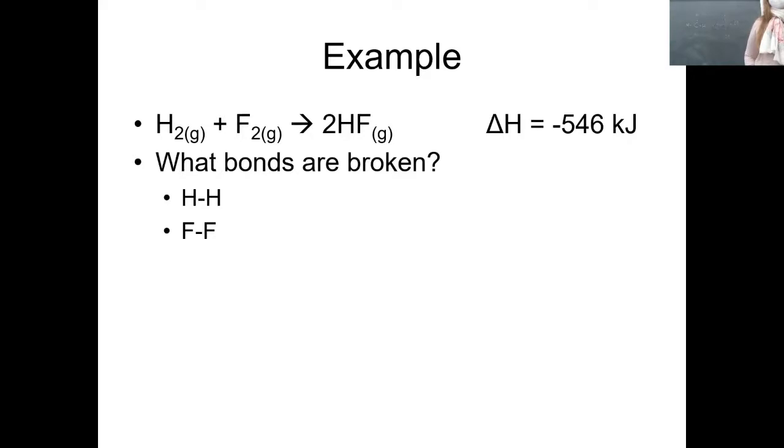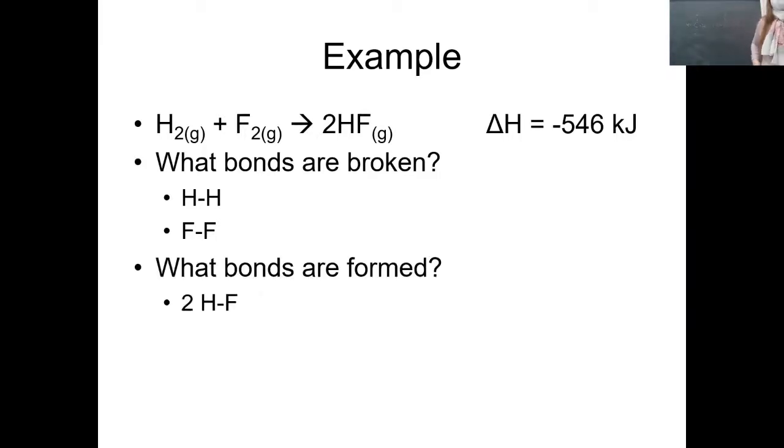We have one each of the hydrogen and the fluorine bond. And we ask ourselves what bonds are formed. We have a hydrogen fluorine, but notice the stoichiometry. There are 2 molecules, so we have to count the bond twice.